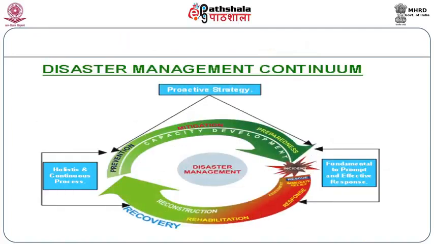Now, if you look at the disaster management continuum, you'll see that there are 3 aspects to it, which is the holistic and continuous process, there is proactive strategies, and the fundamental to prompt and effective responsiveness. In the first arrow, just below proactive strategy, you can see prevention, mitigation and preparedness, which is the capacity development aspect of a disaster management. In the second arrow, which is the downward arrow, you can see responsiveness and rehabilitation, which is under the reconstruction phase of a disaster. This basically leads to recovery from disasters.